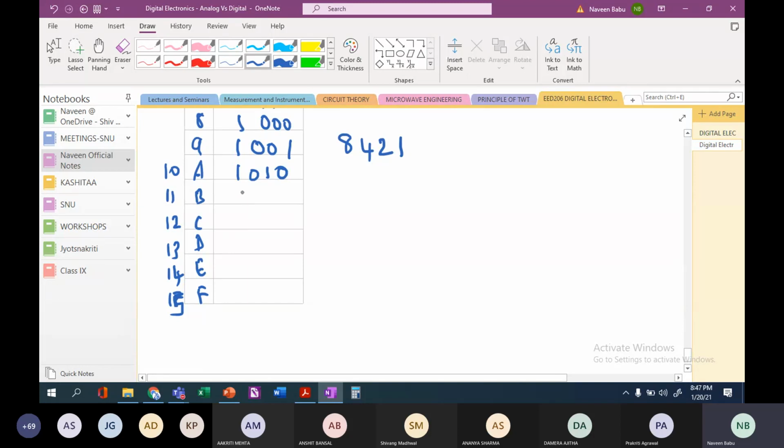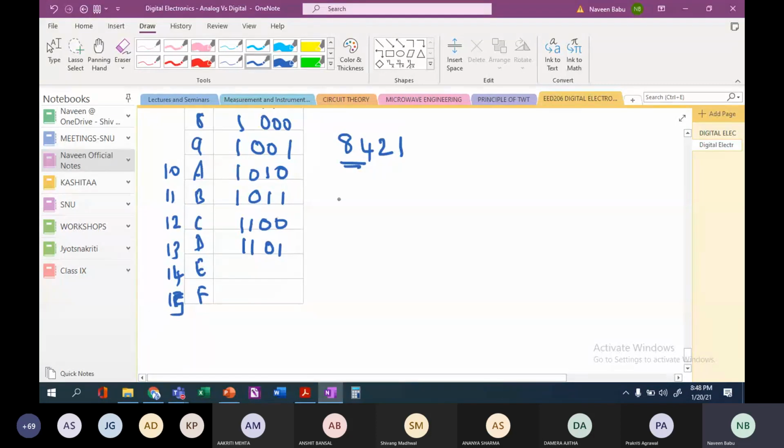Similarly, B. 8 plus 2 is 10. We need 11 here. So it is 10 plus this 1. So this position and this position will make it 1, and 4 will be 0. So C is 12. What makes it 12? 8 plus 4 is 12. So it is 1, 1, 0, 0. Likewise, 1, 1, 0, 1 is 13, right?